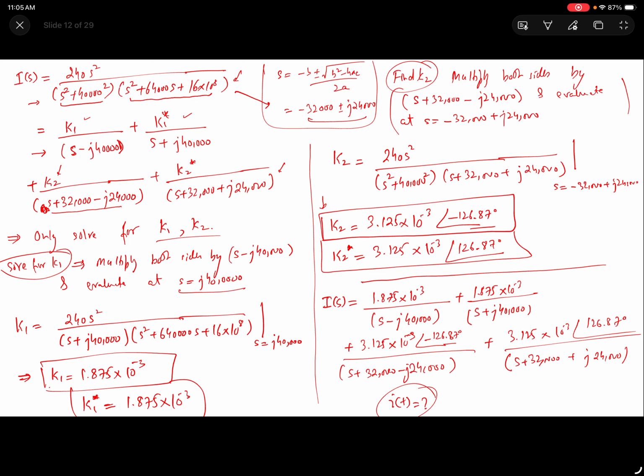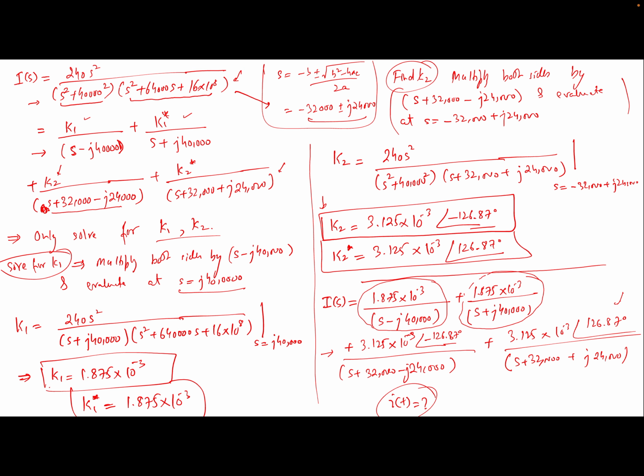So let's find I of t. Before I find I of t, let's do this one step at a time. For example, I can easily find the Laplace inverse of this and the Laplace inverse of this. I'm going to start with these two, and then come to the other two. I'm going to call the first term A, the second term B, the third term C, and the fourth term D.